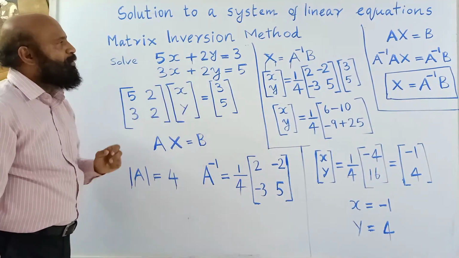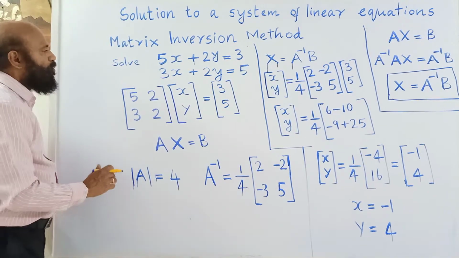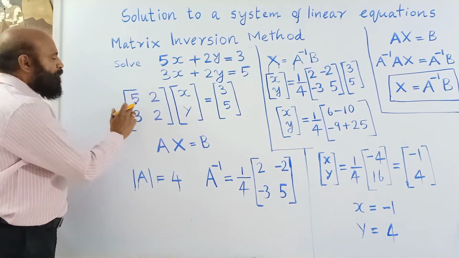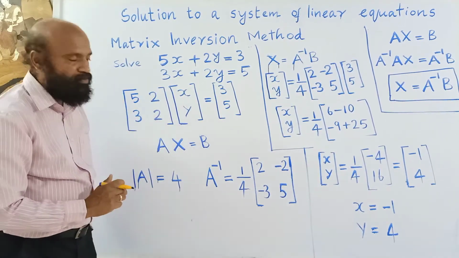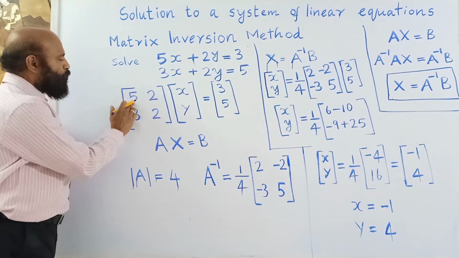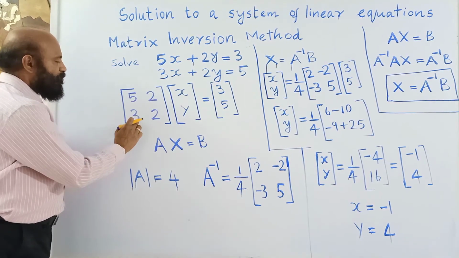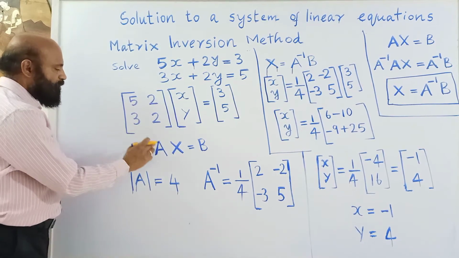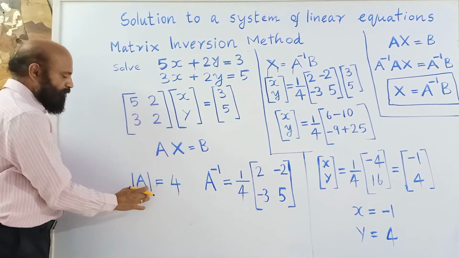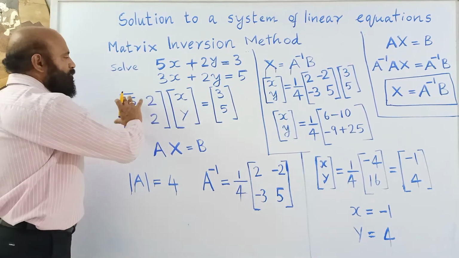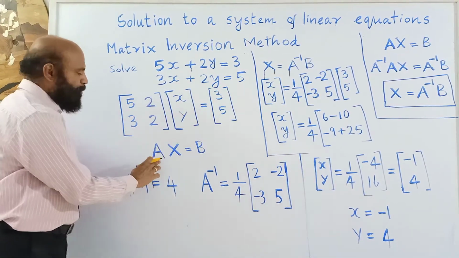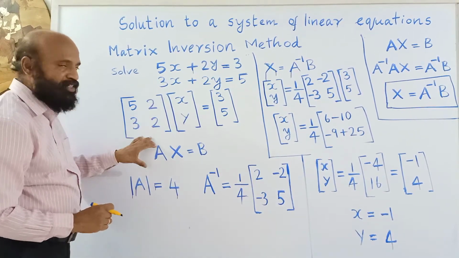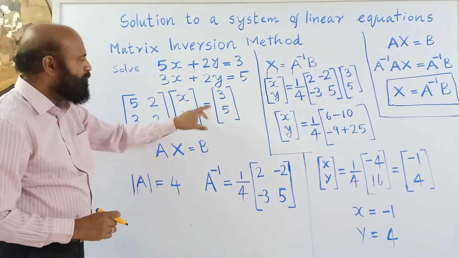But the matrix inversion method is applicable only if this matrix is non-singular. That means the determinant of this matrix should not be 0. 5 into 2, 10, minus 3 into 2, 6. So 10 minus 6 is 4. So the determinant of this matrix is 4. Now the system of equations can be written as Ax is equal to B, where A is the coefficient matrix, X is the solution set and B is the constants.